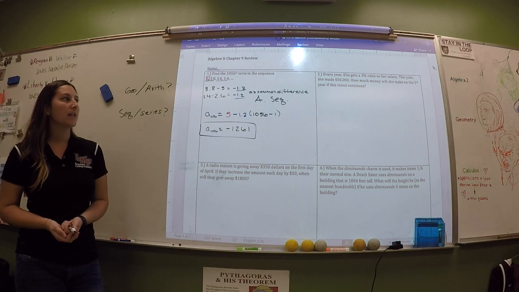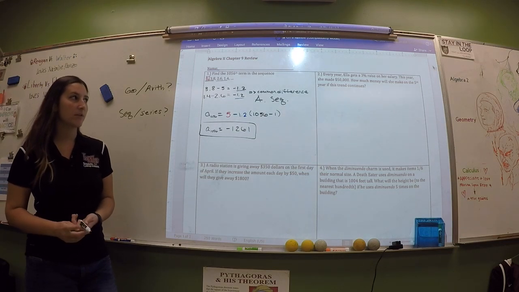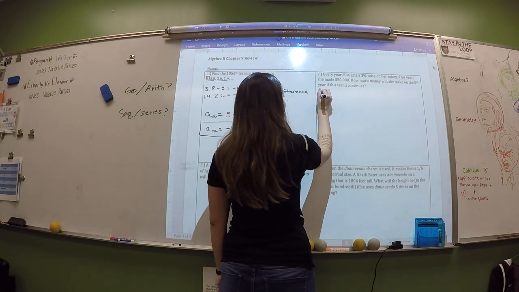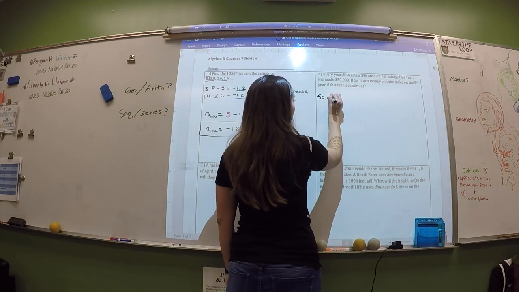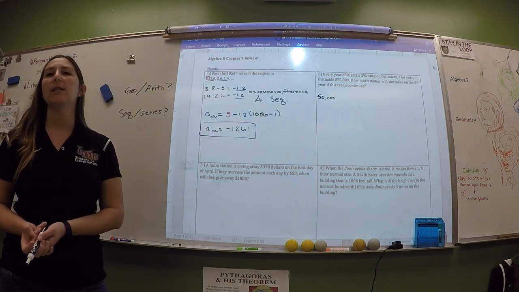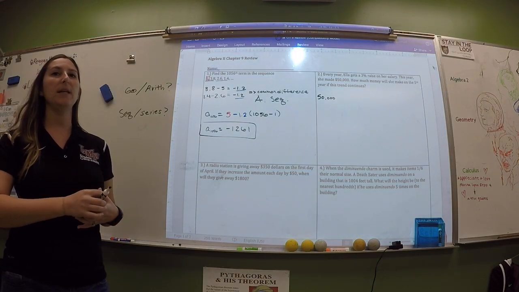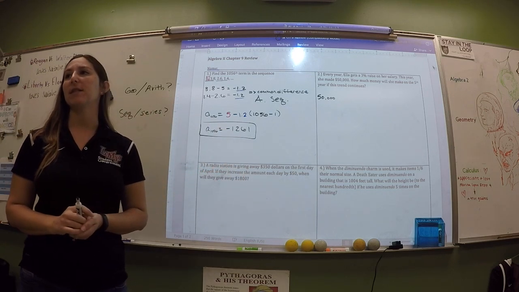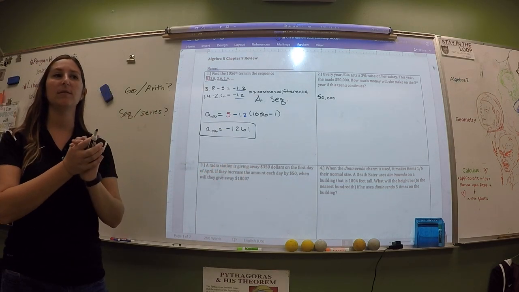Every year, Ella gets a 3% raise on her salary. This year, she made $50,000. So this year, term number 1 is $50,000. How much money will she make on the 5th year if this trend continues? So what would be right after 50,000? How could we find that next amount?